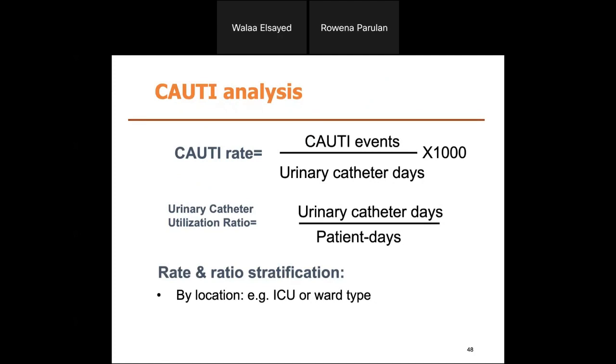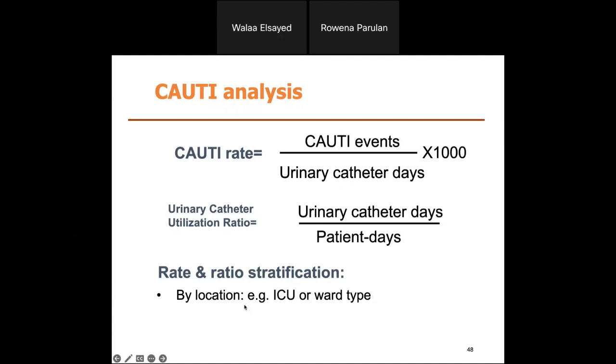The device utilization ratio has a numerator of catheter days on top and patient days in the denominator, all right. The utilization ratio can never be more than one. If you have a utilization ratio of more than one, it means there is some kind of blunder, or you are doing wrong calculations. Utilization ratios are always less than one.